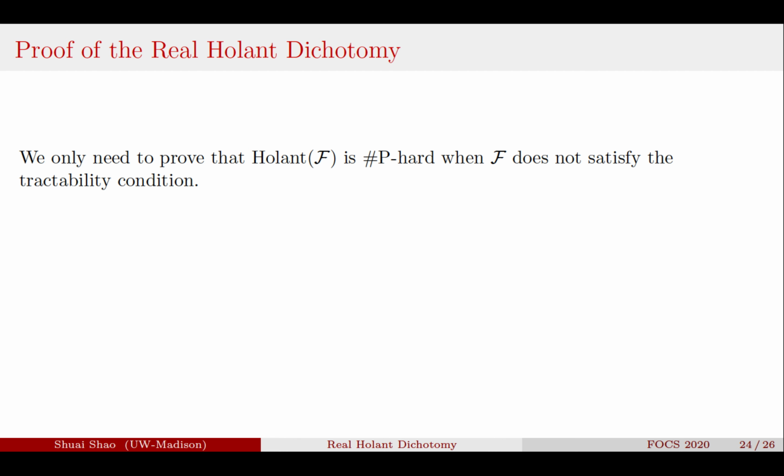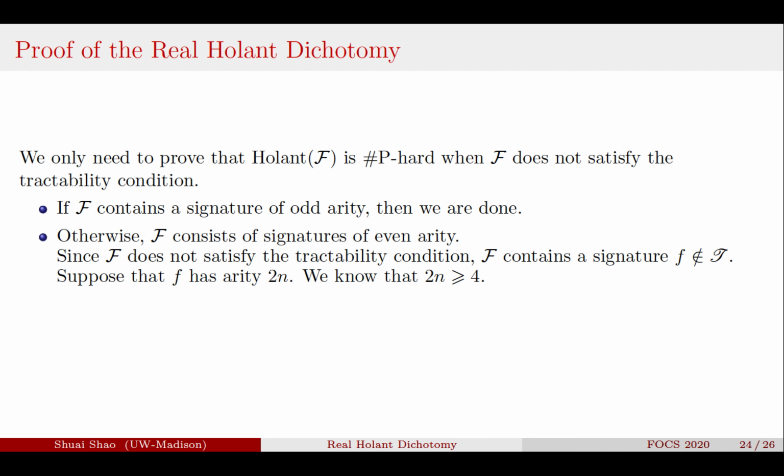Now let's summarize the proof for the real Holant dichotomy. Now we only need to prove that the Holant problem is #P-hard when the signature set script F does not satisfy the tractability condition. And we know that if it contains a signature of odd arity, then we are already done. So we only need to consider the case that this signature set consists of signatures of even arity. And since it does not satisfy the tractability condition, it contains a signature small f that is not in T. We suppose that this signature small f has arity 2n. We know that 2n is no less than 4.